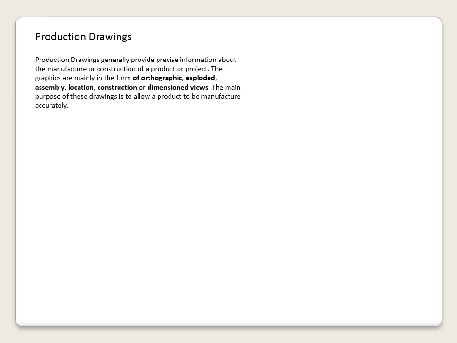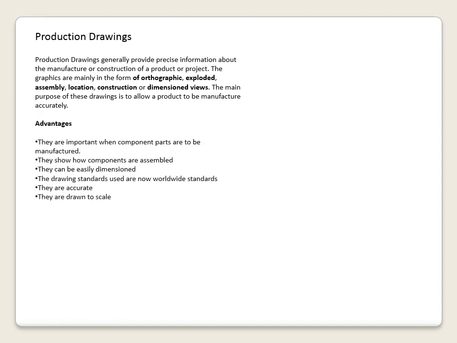Production drawings generally provide precise information about the manufacture or construction of a product or project. The graphics are mainly in the form of orthographic, exploded, assembly, location, construction, or dimensioned views. The main purpose of these drawings is to allow a product to be manufactured accurately. Again, there are many advantages of production drawing. They are important when component parts are to be manufactured. As we said, they allow it to be manufactured accurately.